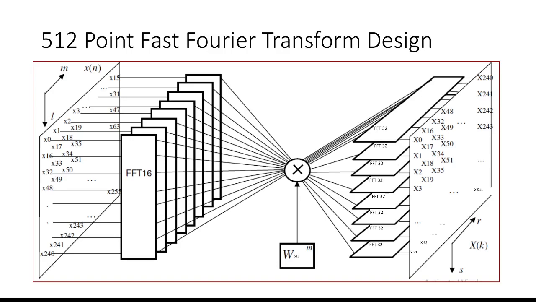512-point fast Fourier transform design is implemented by designing 16-point FFT followed by 32-point FFT. Initial computation is done column-wise using 16-point FFT hardware, and its output is fed to 32-point FFT hardware to do the row-wise computation.